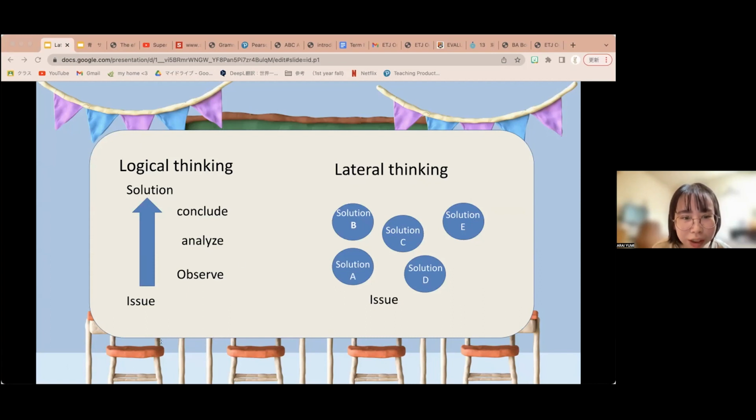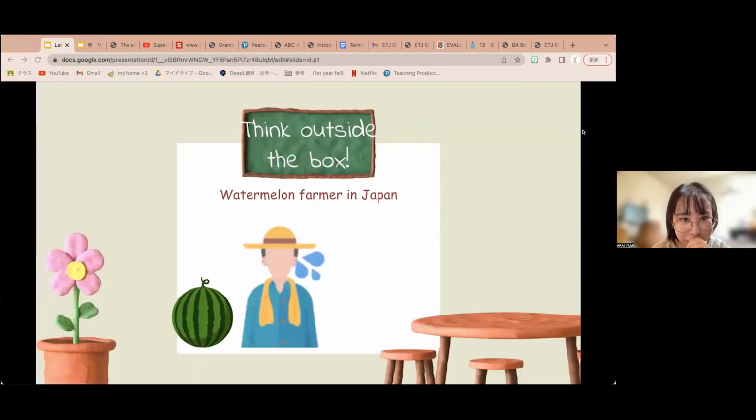In contrast, lateral thinking can have a lot of solutions, like solution A, B, C, D, E, and each of them can be a solution, even if it's not a feasible idea. And all of the solutions do not necessarily connect to each other. So it is like a brainstorm before the logical thinking process.